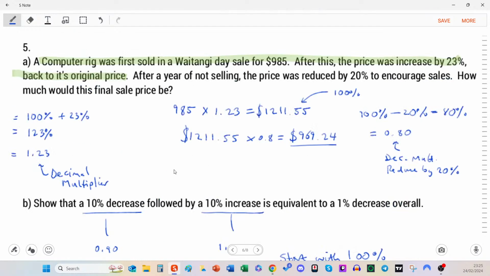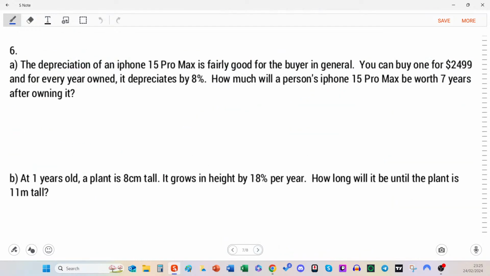Let's scroll up first and then change. The depreciation, what does that mean? It means it goes down in value. Let's give people a chance to think first, you know. So it goes down in value.